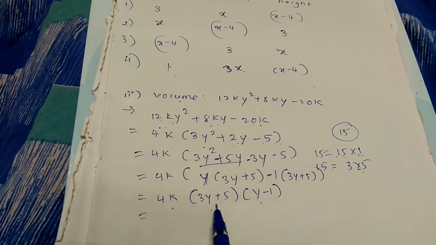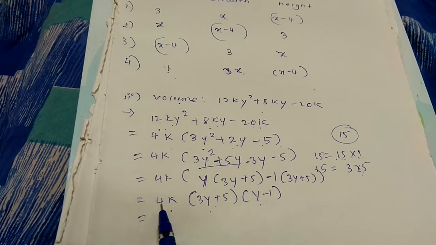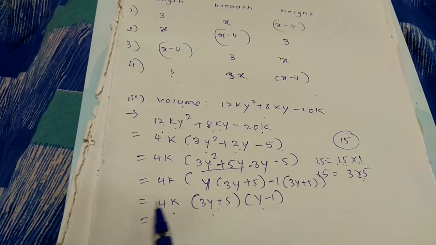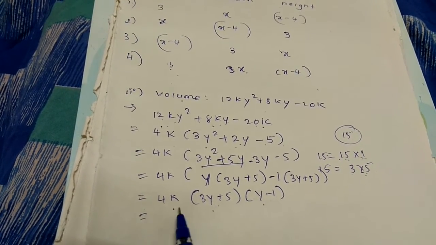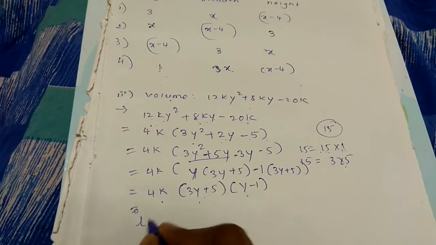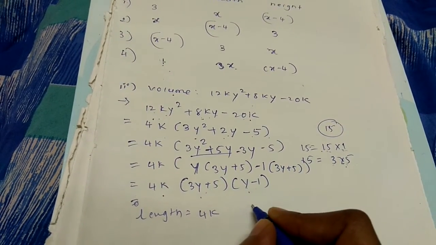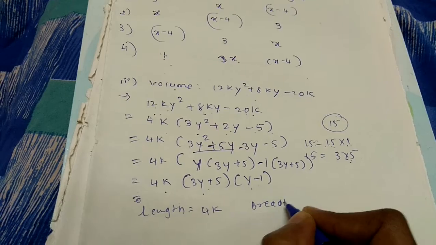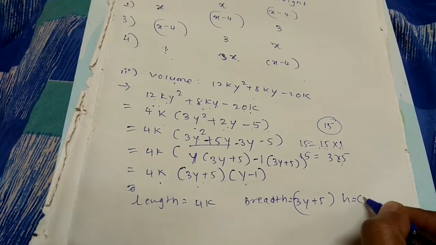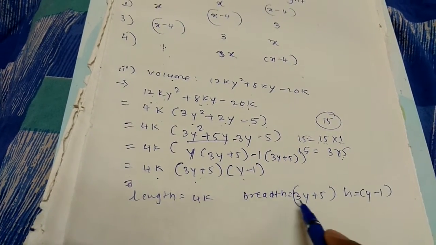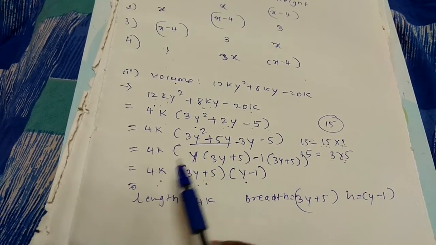Then again you can take these as length, breadth, height in other orders, or you can keep k aside, or join the 4 with these two. So in many ways you can express this. One way I'll show: the length I would like to take as 4k, the breadth 3y plus 5, and the height y minus 1. If you want, you can take a different one as length, another as breadth, and another as height.